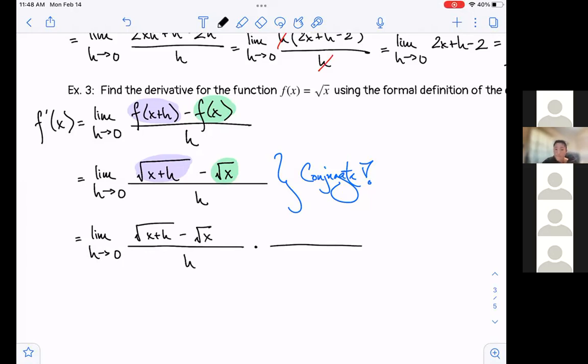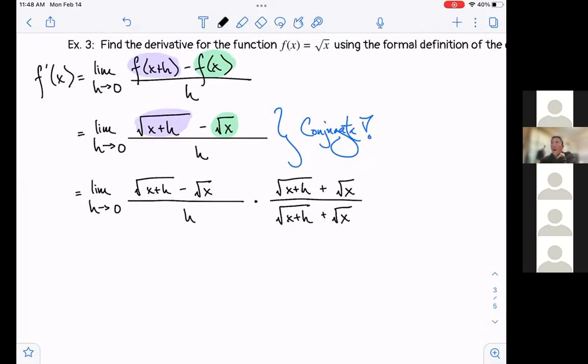What is going to be my fancy way of saying 1? Square root of x plus h plus square root of x. Nice. We're going to keep the same terms, but we swap the sign in between them to be different than it was before. And because we don't want to change the problem, we have to do that on the top and the bottom.